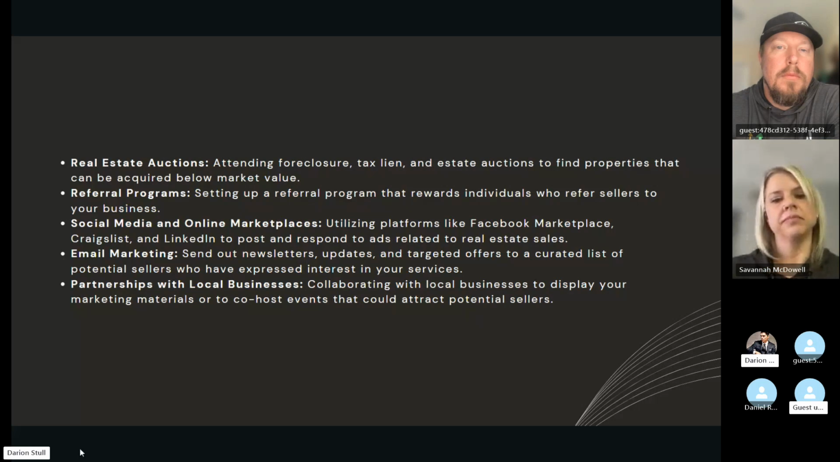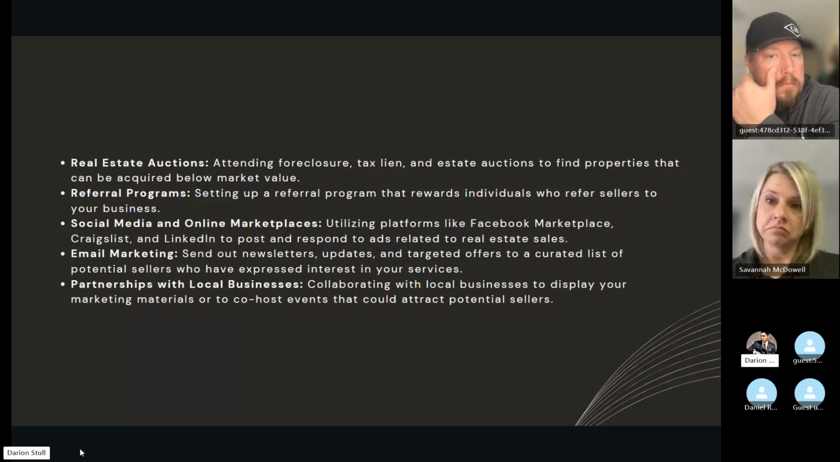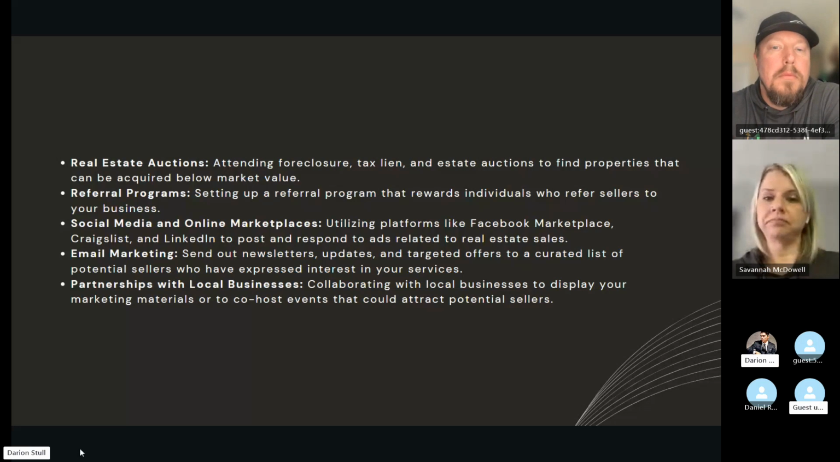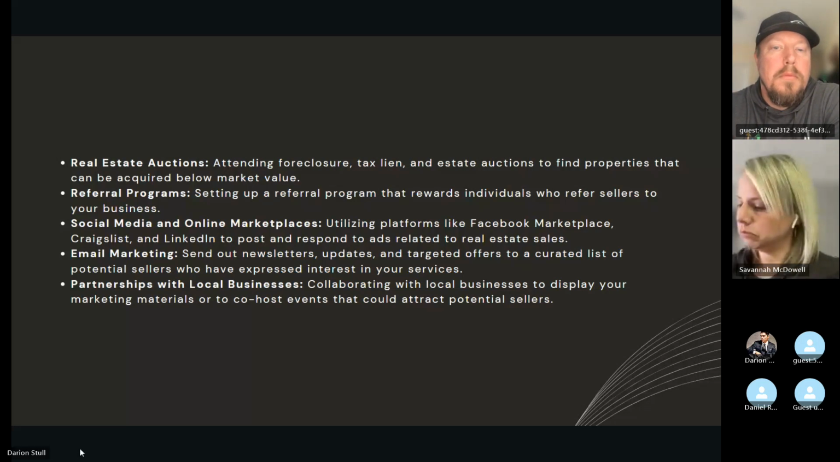And then partnering with local businesses. You can do this with probate attorneys. You can do this with real estate attorneys. You can do this with, this is going to sound terrible, but it's true, funeral homes. Funeral homes, believe it or not, are a good source of partnership. So any other type of business you could think of where there's some form of real estate that is related, I would definitely recommend reaching out to them and trying to establish some kind of partnership or even a referral program with them for any leads that they have coming in. So these are ways to generate leads.